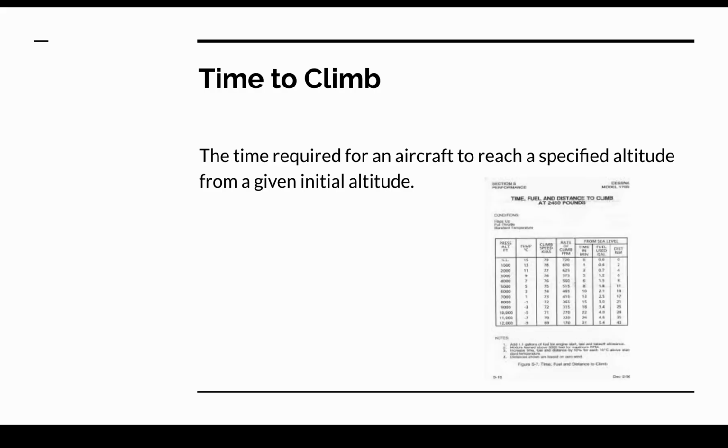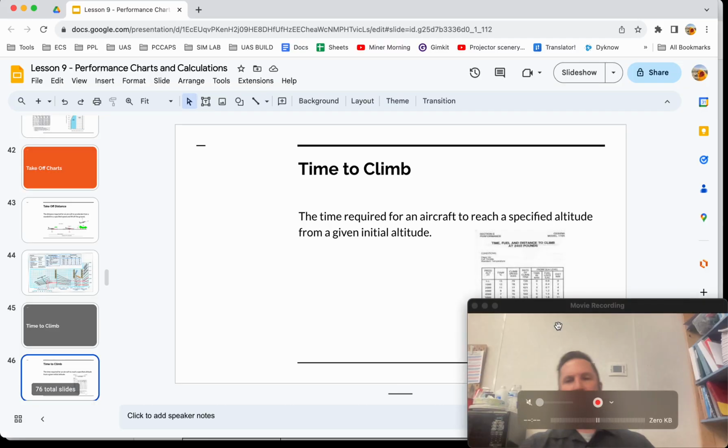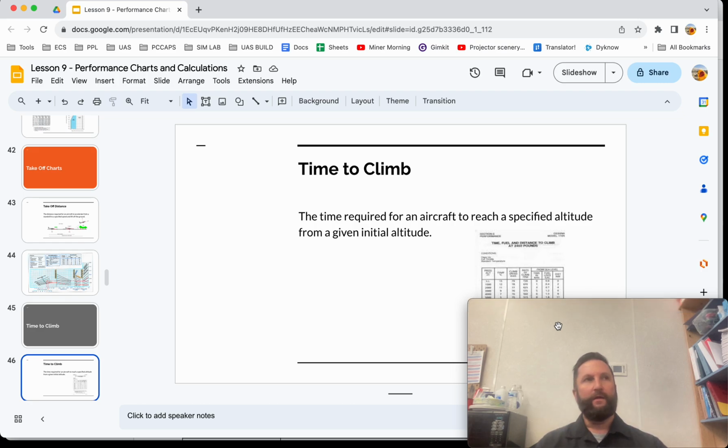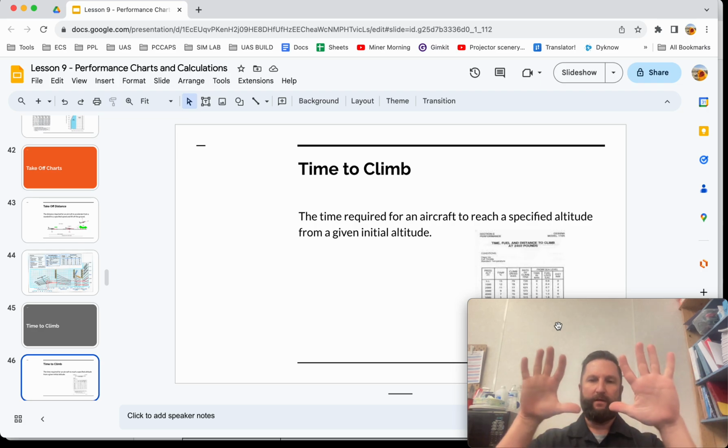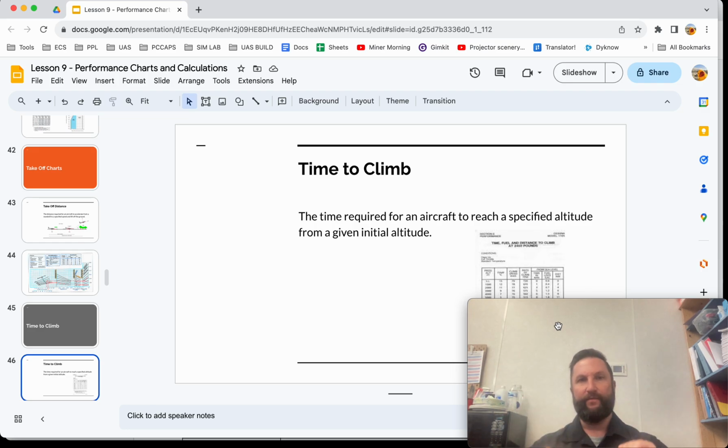Time to climb. How long is it going to take me to climb? Let's say this is the time required for an aircraft to reach a specified altitude from a given altitude. Now you might say, okay, I'm going to fly to 6,000 feet MSL, mean sea level, and I climb at 500 feet a minute. So therefore it's going to take me 12 minutes, because 500 feet is 1 minute, 500 more feet, that's 1,000 feet, that's 2 minutes, so 6,000 feet is 12 minutes.